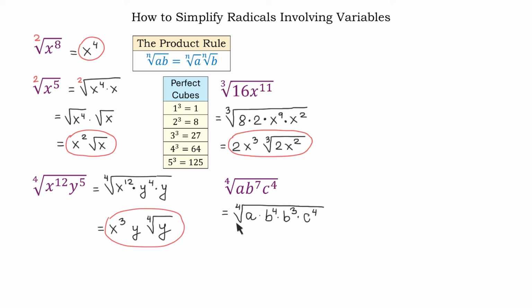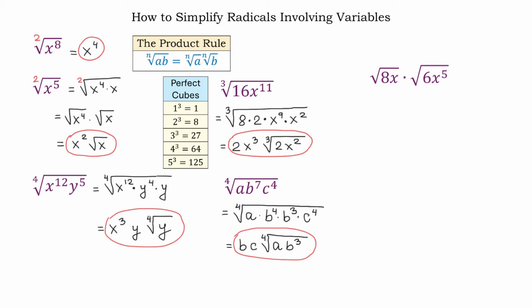So then, the fourth root of b to the 4th power is b, because 4 divided by 4 is 1. So we will write b. The same with c. The fourth root of c to the 4th power is c. Then what remains inside the fourth root is a b cubed.